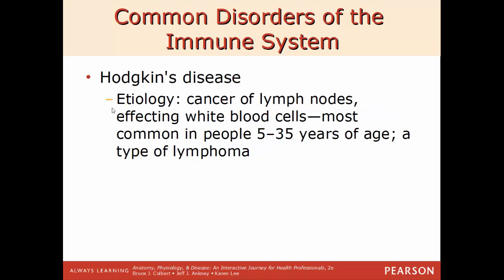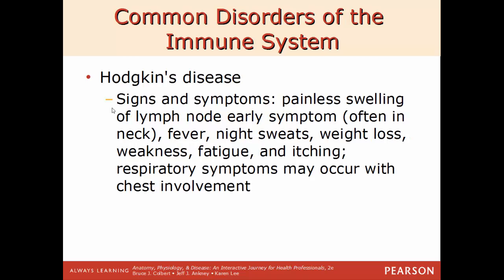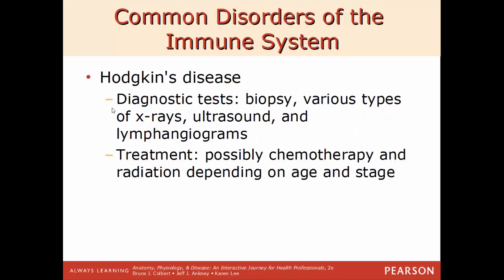Hodgkin's disease. Etiology is the cancer of the lymph nodes affecting white blood cells. This is a type of lymphoma, and most common in people between the ages of 5 and 35. Signs and symptoms: a painless swelling of lymph nodes is an early symptom, often in the neck. Fever, night sweats, weight loss, weakness, fatigue, itching. Respiratory symptoms may occur with some chest involvement. Diagnostic tests: biopsies, various types of x-rays, ultrasounds, lymphangiograms. Treatments: possibly chemotherapy, possibly radiation, depending on the age and the stage of the cancer.